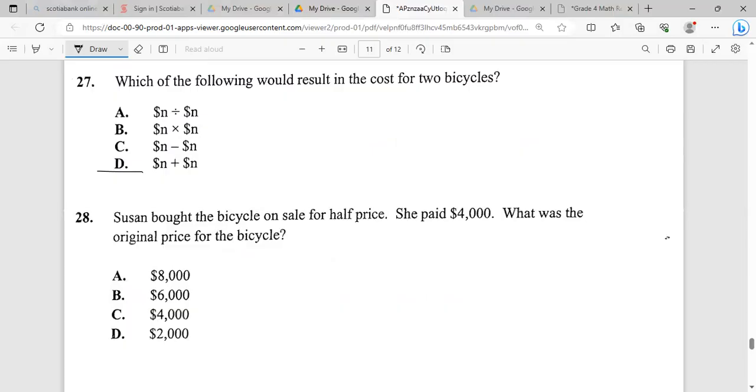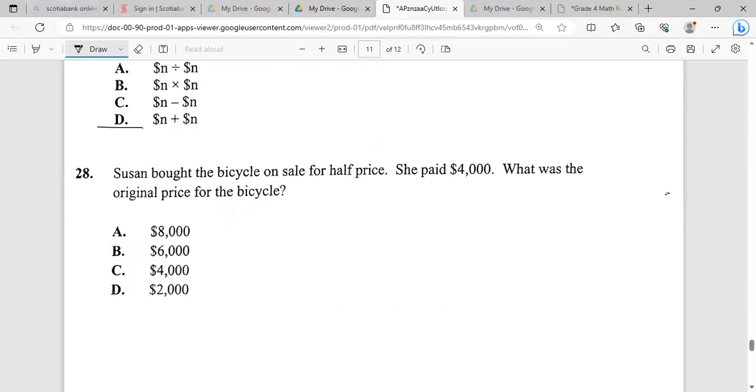Let's move to 28. Susan bought the bicycle on sale for half price. She paid 4,000. What was the original price? It would be 4,000, and you cut it in half. That means it had been 4,000 more. So it's a total of $800. Not 800, but 8,000. Yeah.